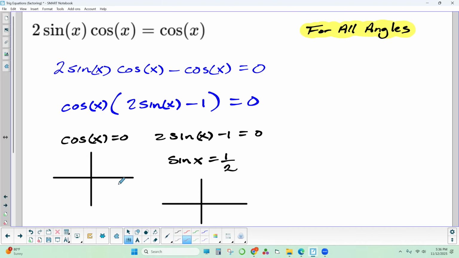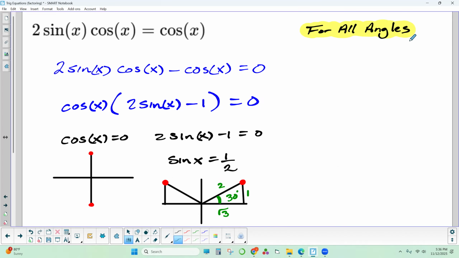I know that cosine is 0 at pi over 2 and 3 pi over 2. And I know that sine is positive in quadrant 1 as well as quadrant 2. Sine is y over r, and so I can see that my reference angle here is 30 degrees. So my angle here is pi over 6, and my angle here is 5 pi over 6.